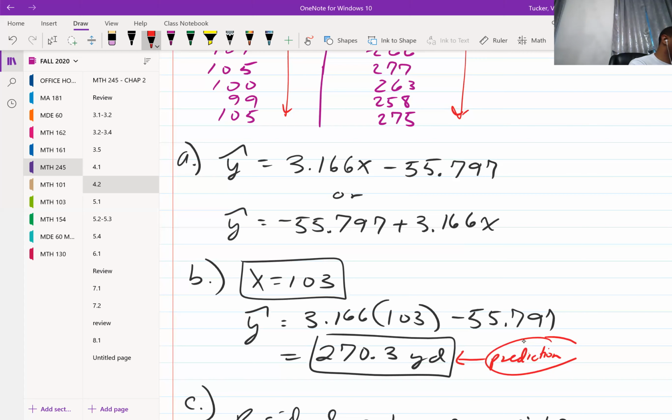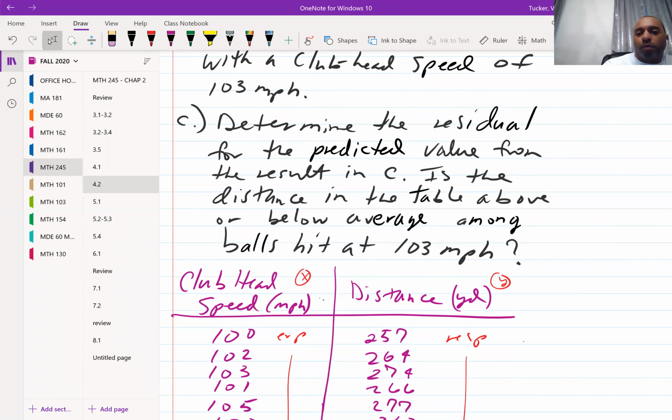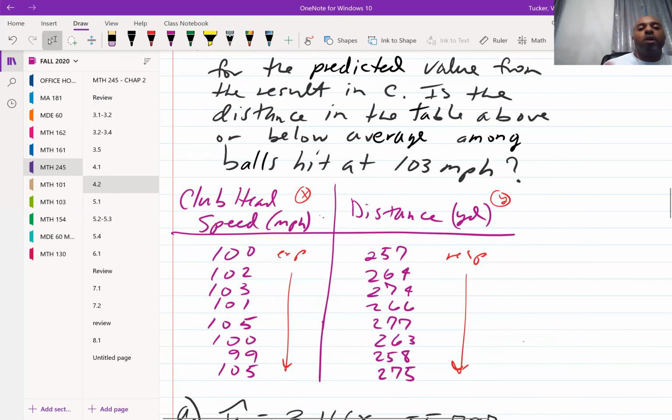All right. Any problems with B? Okay, looking at C, determine the residual for the predicted value from the result in B. Is the distance in the table above or below average among balls hit at 103 miles per hour? So we notice that we do have an observation at 103 miles per hour, when he swung the club at 103 miles per hour, the ball went 274 yards.